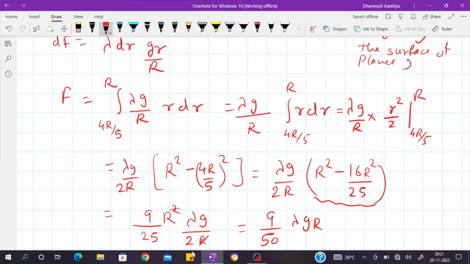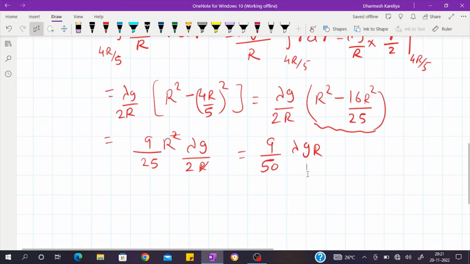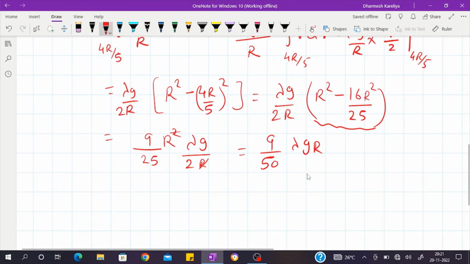Yes, that's it. That's what we have found, but that's not the answer, because in the options they have given the answer in Newton. So we have to put the values also. Now the task is, they have given that capital R is the radius of that planet, which is 1/10 of the radius of Earth, and small g is the acceleration due to gravity on that planet, which is not given, but we know that small g is G times the mass of the planet upon the radius of the planet whole square.